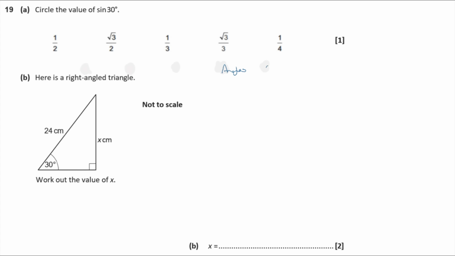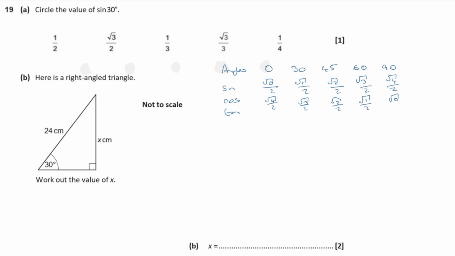We need to know the angles 0, 30, 45, 60 and 90 for sine, cosine and tangent. The sine ones go root 0, root 1, root 2, root 3, root 4, all over 2. The cosine ones are the same but backwards, so that would be root 4 over 2, root 3 over 2, root 2 over 2, root 1 over 2 and root 0 over 2.